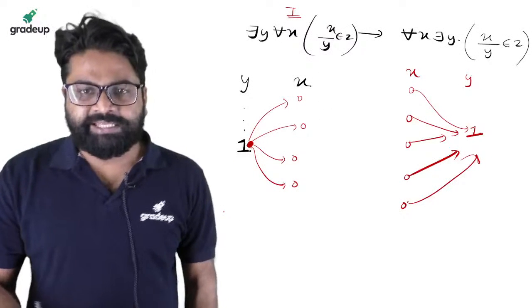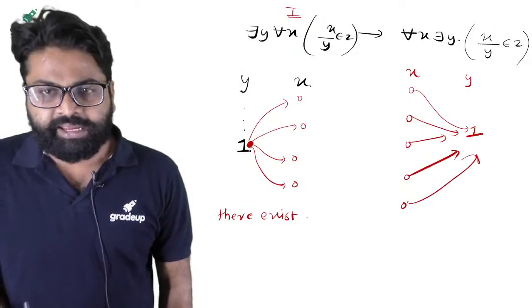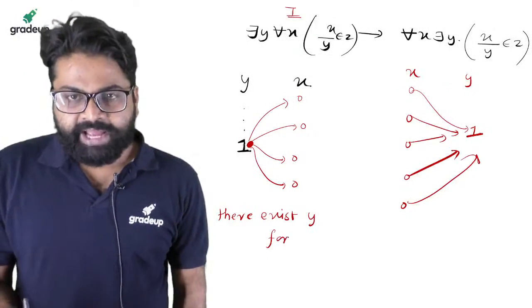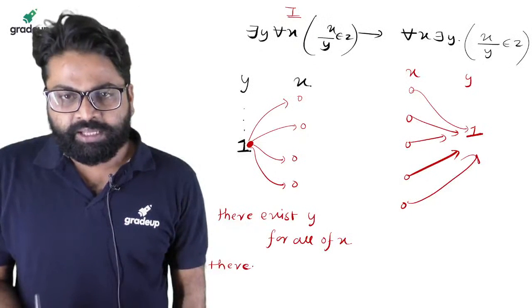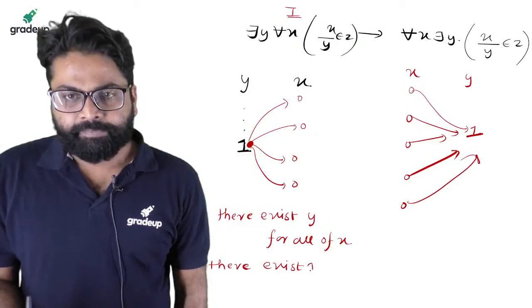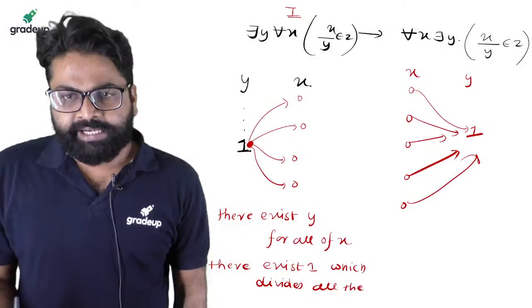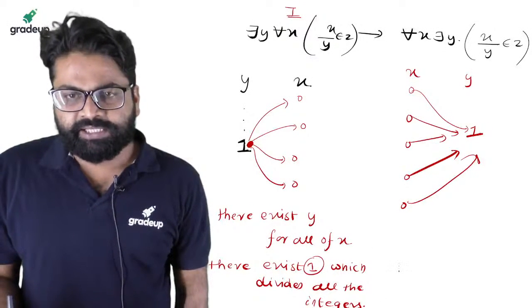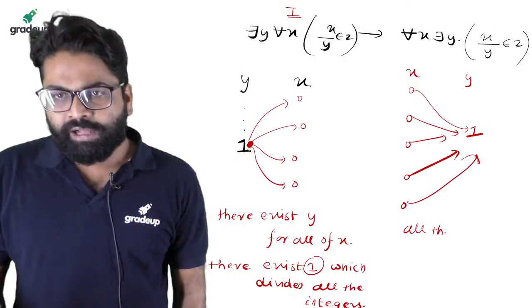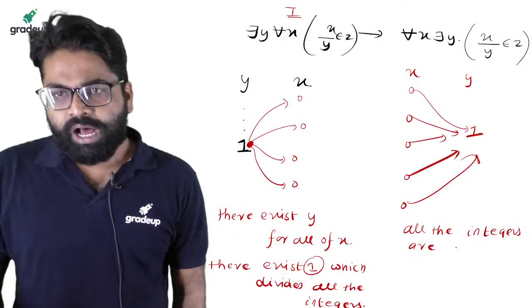It says that there exists, try to read it, reading is important. There exists y for all of x. There exists 1 which divides all the integers, yes, that is nothing but 1. So it says that all the integers are divisible by 1.